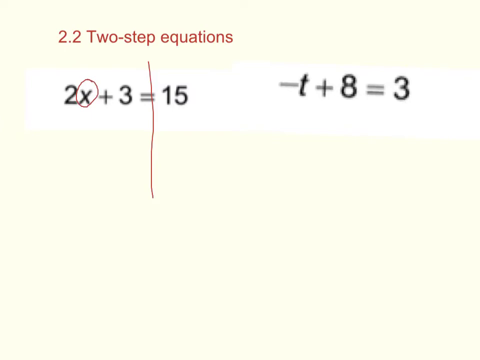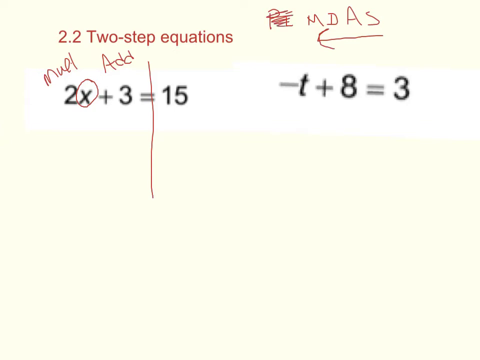Okay. Now, here we have two things to get rid of. We need to get rid of the 2 and the 3. So we're going to look at it. What is the 3 doing to the x? Well, the 3 is being added to the x, and the 2 is being multiplied to the x. Whenever you do two-step equations, you always get rid of addition or subtraction first. It's the opposite of order of operations. So if you remember parentheses, exponents, multiplication, division, addition, subtraction, when you're doing equations, you're actually undoing this. So you want to do addition and subtraction first, then multiplication and division.